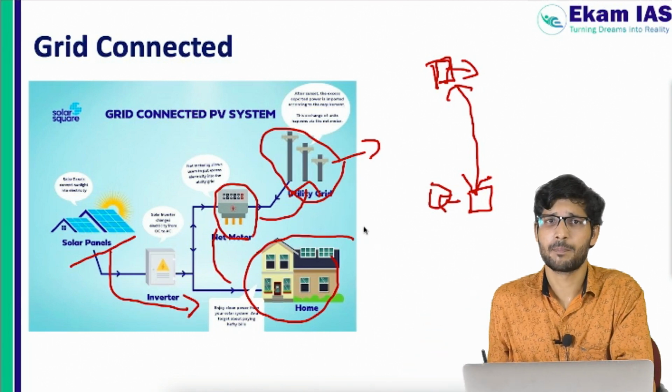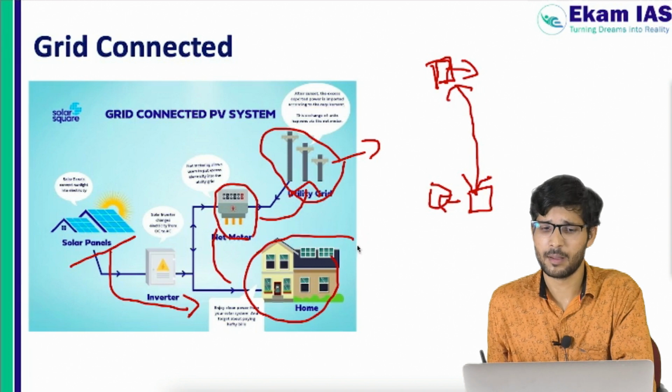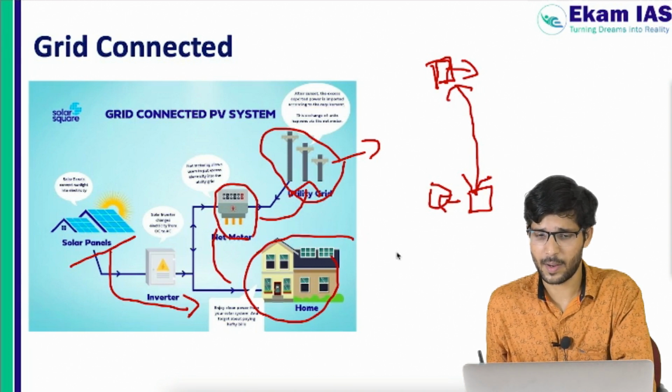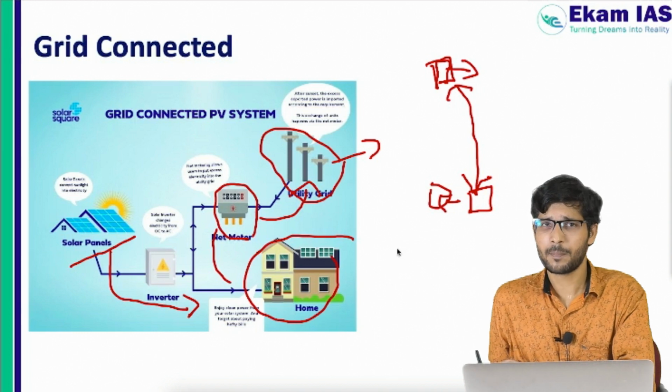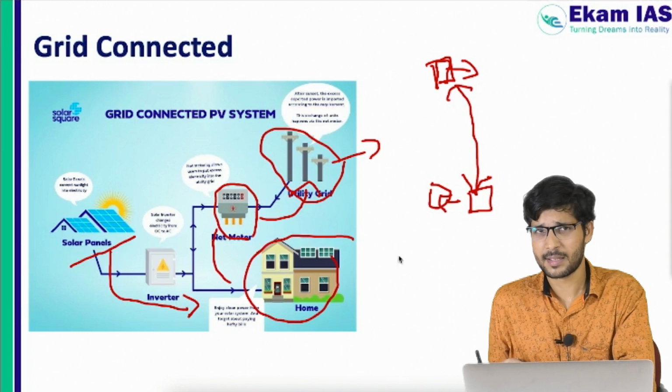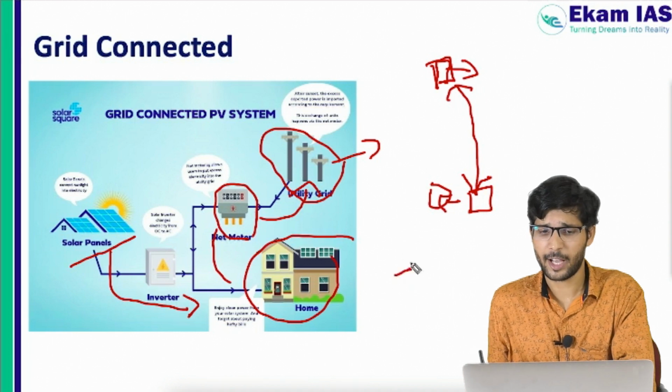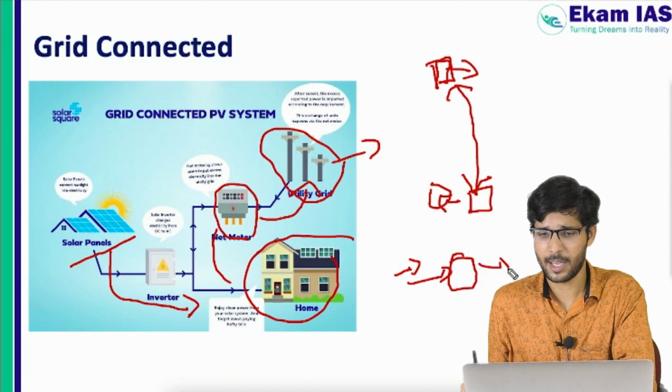So what is the purpose of connecting to the grid? One is that we regularly get electricity from the grid. And if a person is producing solar powered electricity and has excess production, they can export that to the grid and they can earn revenue, they can make money.